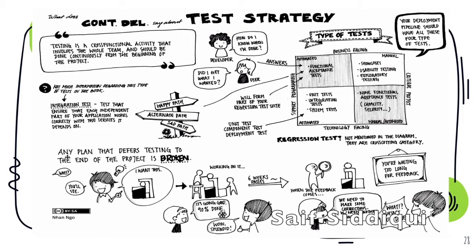We are also going to see that any plan that defers testing to the end of the project is broken. So we are going to maintain and update that. Once everything is done, then 6 weeks pass, then when the feedback comes, we need to make some corrections and then define everything again. For the test strategy, when we are defining anything, we are not waiting until the end to finalize our testing strategy. We just need to start as soon as possible.